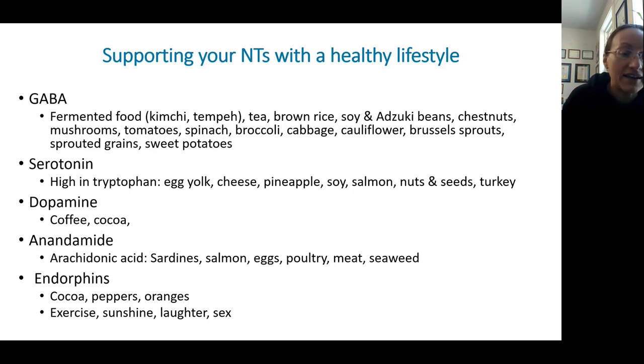And you can get precursors for endorphins in cocoa and in peppers, all the peppers, like black pepper, chili pepper, green peppers, and in oranges. And what will also give you a bit of an endorphin rush are exercise and sunshine and laughter and sex.